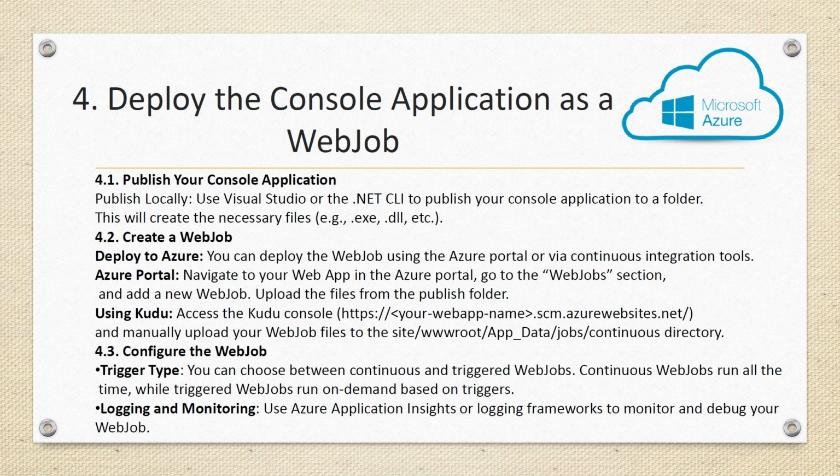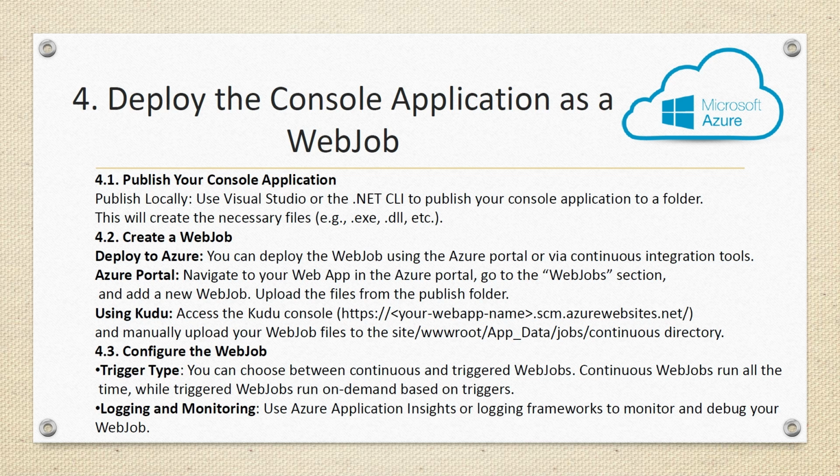Once your Windows service is converted to a console application, then we are able to deploy your created console application as a web job. For the deployment, what we need to do is publish your console application. There are two ways. The first way is to publish locally, as we usually do for any other application. Publish locally: use Visual Studio or the .NET CLI to publish your console application to any local folder. This will create the necessary files, whatever files get executed, in DLL form or .exe form.